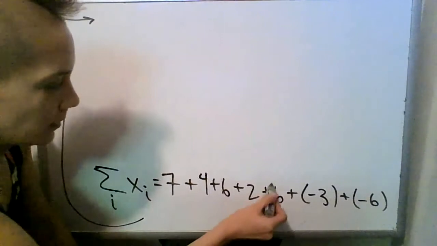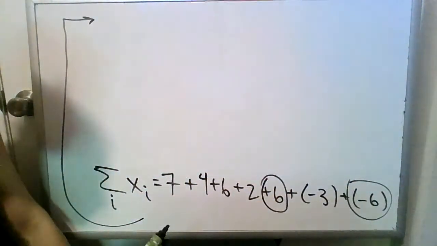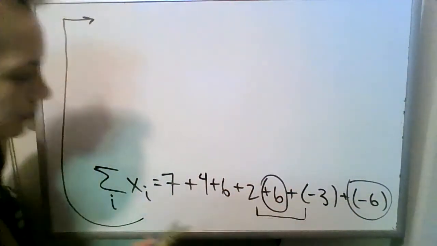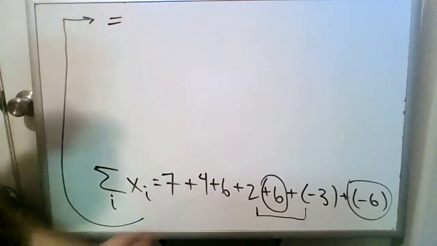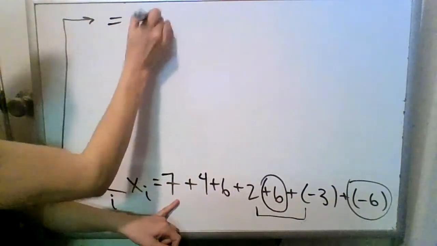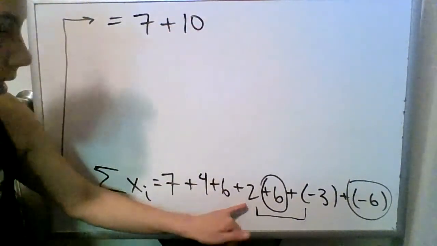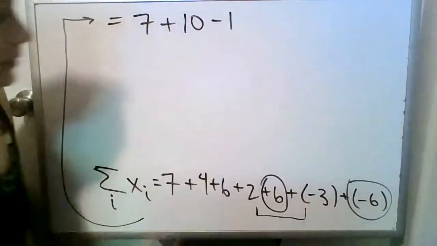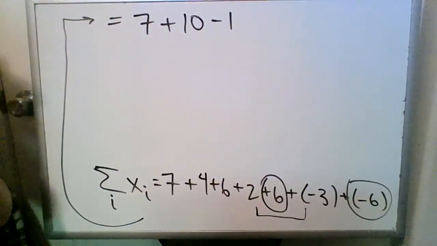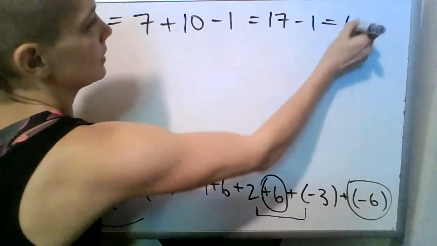See, there's a +6 and a -6, so it's gone. Let's put this -3 with 2 to be -1 at the end. Keep that 7 right there, and then +10, and this was -1, and that +6 and -6, 0. Okay, 17 minus 1 is 16.